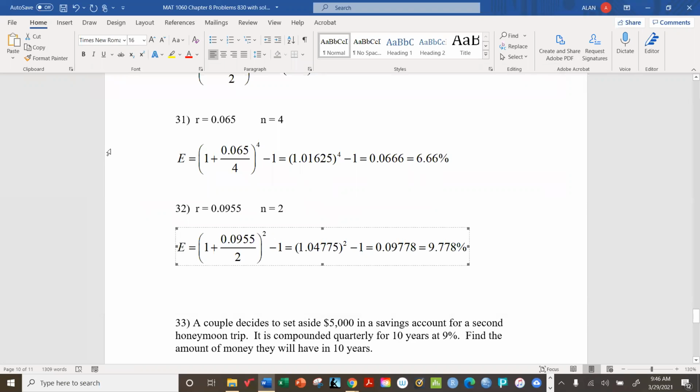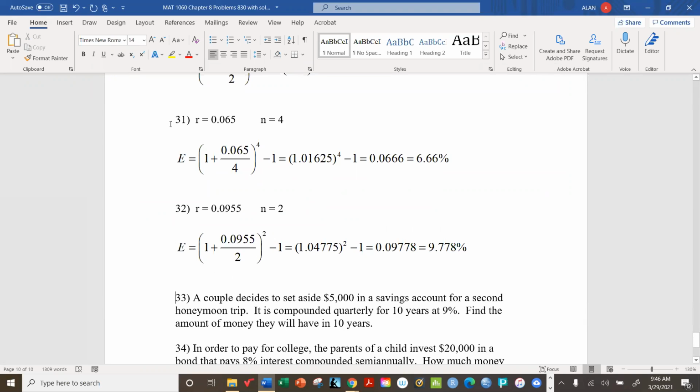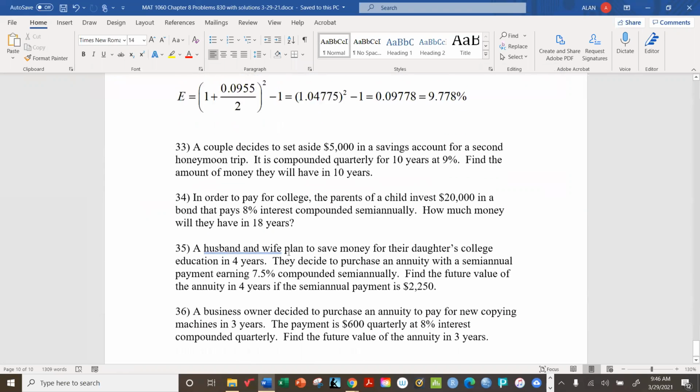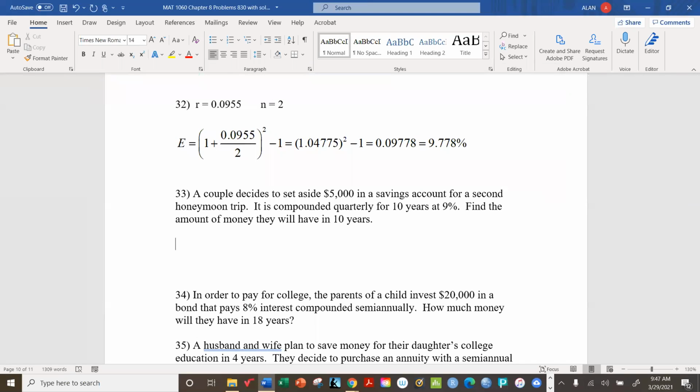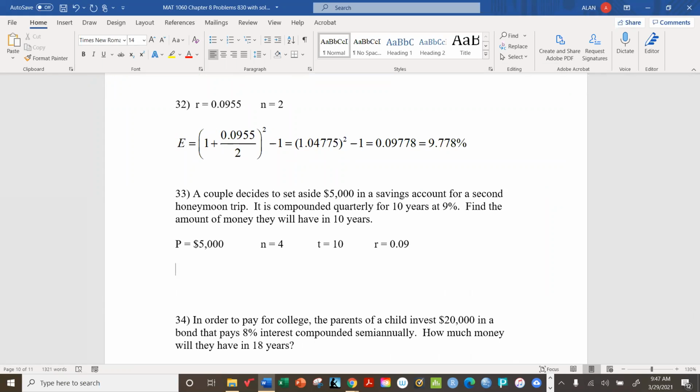All right, so those are all done. So what remains is a handful of word problems. And again, the challenge is to make sure you know which one they're referring to. By the time we get to this point, there's a lot of possibilities. So let's see, what is 33? They set aside $5,000 in the savings account. That's the principal. Compounded quarterly, and is for 10 years. The rate is 9%. So they're asking us for the future value.